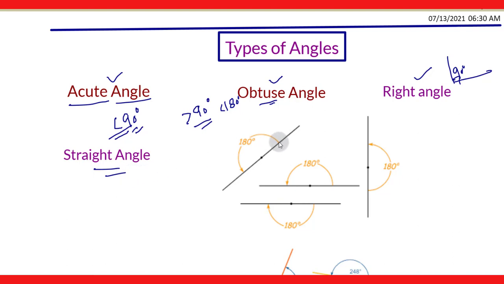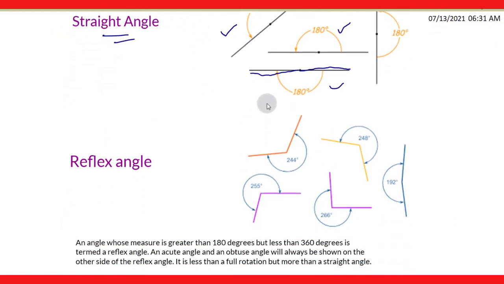Now the next is the straight angle. Straight angle means the angle between the two arms is 180 degrees, then we call it a straight angle. So this is an example of a straight angle, and this is also an example of a straight angle, because if you take this as one arm of the angle and this as the other arm of the angle, then the angle between these two arms is 180 degrees, and therefore we call it a straight angle. So the angle whose measure is 180 degrees is called a straight angle.